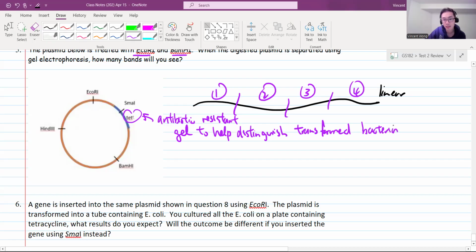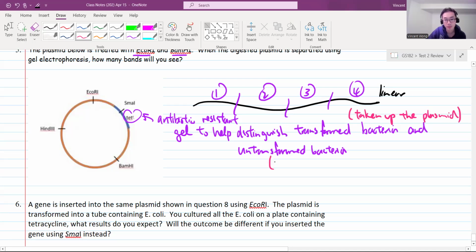bacteria and untransformed bacteria. Transformed means taken up the plasmid. Untransformed, rejected the plasmid. If they have accepted the plasmid, they would also have resistance to whatever antibiotic is in the gene. As long as, and this is the important part, as long as when you insert the gene, you did not disrupt the resistant gene.